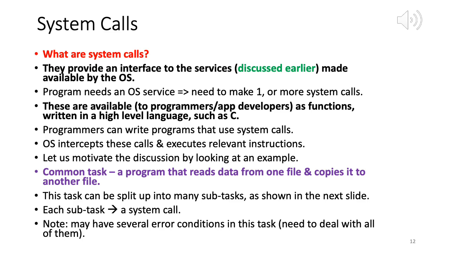whatever C code you have has to be converted to instructions, and those instructions are run on the CPU. So the programmer makes a system call, let's say by calling a C function. The OS catches that and executes the relevant instructions. Okay. So let's motivate this discussion by looking at one particular example.